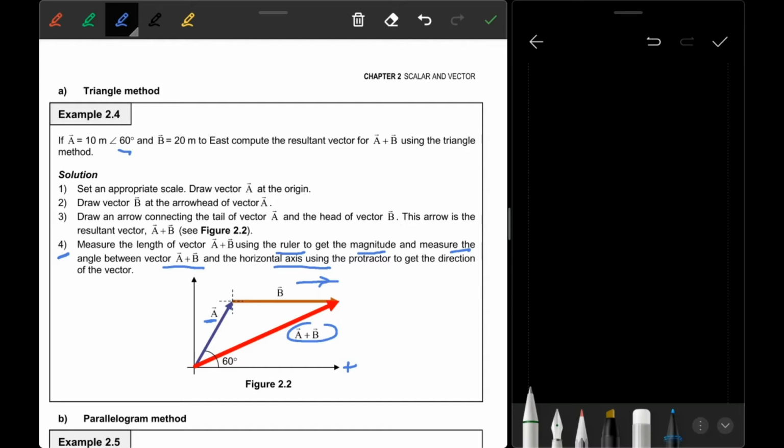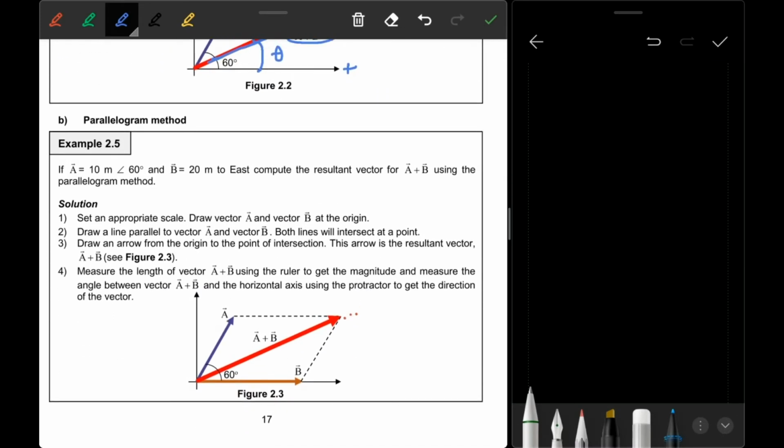Start from this one. Look at the resultant vector and the horizontal axis, from here to here. This is the direction of the resultant vector. This is by using the triangle method. And then the second one, you also can use the parallelogram method.